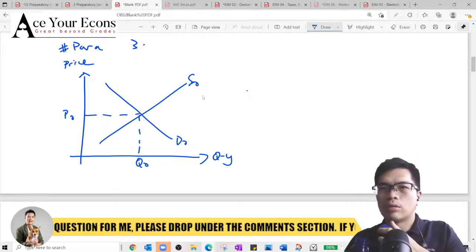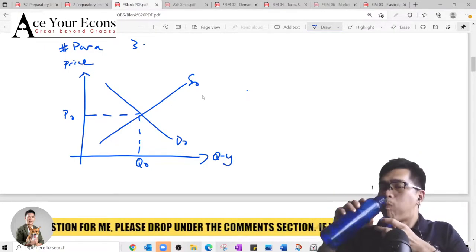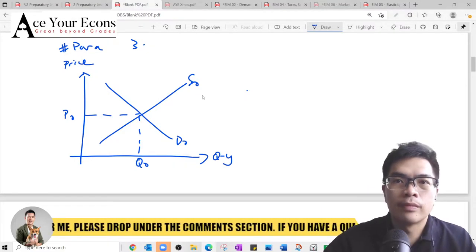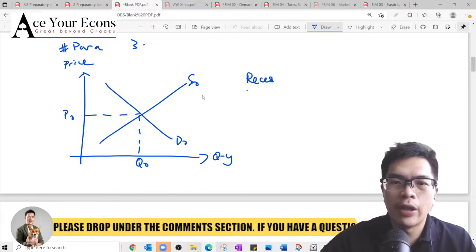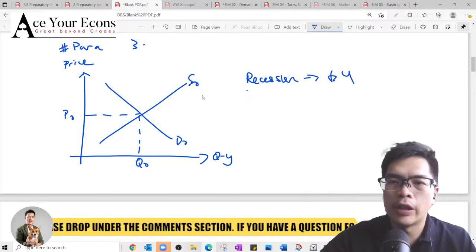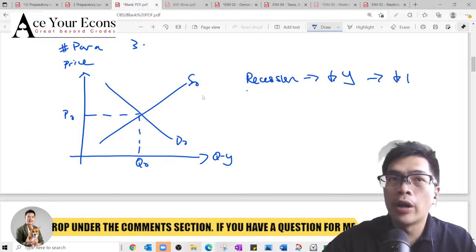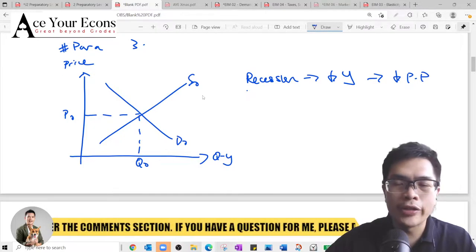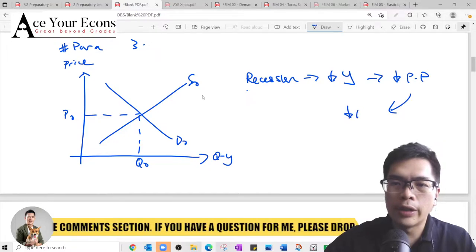Can you all type out up or down? Then I will draw out. Okay, so a recession, just now we have uncovered, is going to lead to a fall in income, fall in purchasing power, and fall in demand.